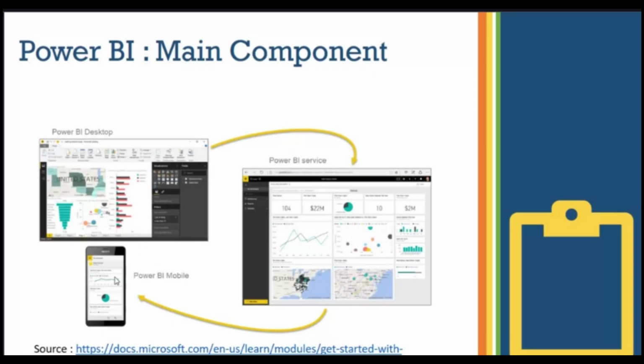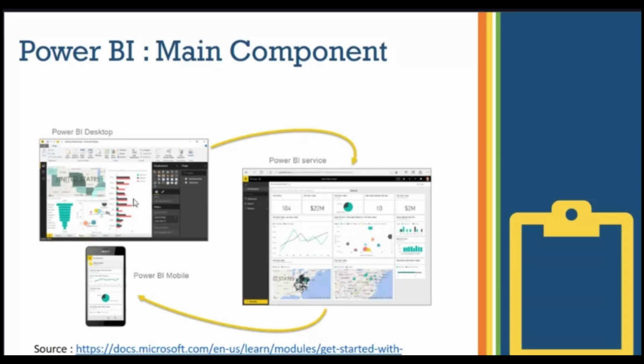For Power BI Mobile, you have to download the Power BI mobile app, and it is very handy for people who are constantly on the move so that they can check all the KPIs, reports and dashboards on their tablet or on their phone. So these are the three main components. Going forward, we'll be focusing more on Power BI Desktop.